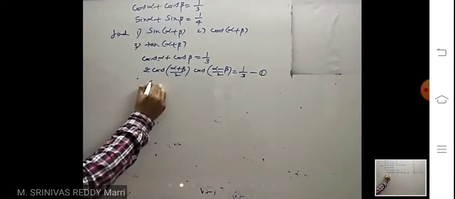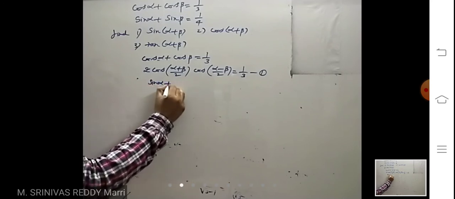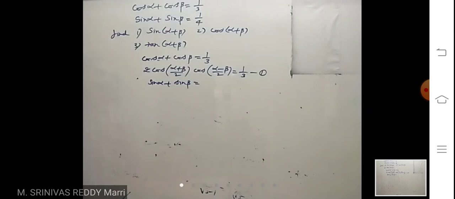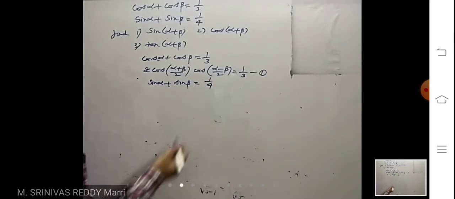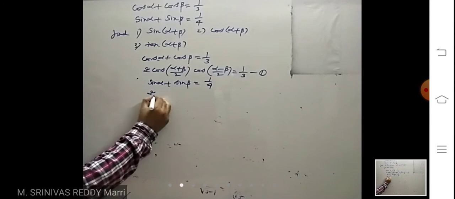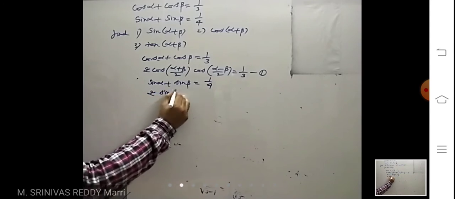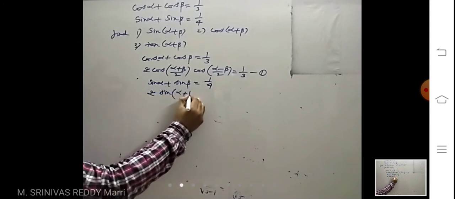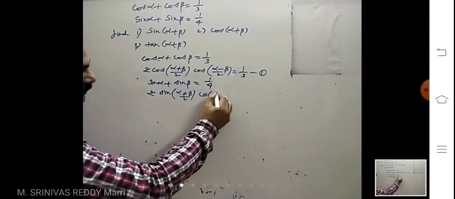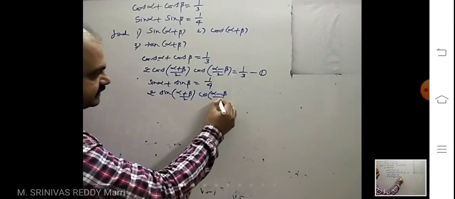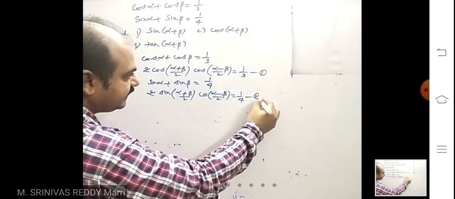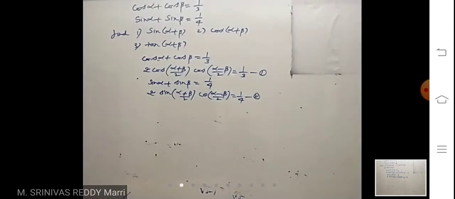Next, look at sin alpha plus sin beta, which is nothing but 1 by 4. Now this is sin C plus sin D, which is 2 sin of (C plus D) by 2 cos of (C minus D) by 2, equal to 1 by 4. I have just written the transformation, nothing special.